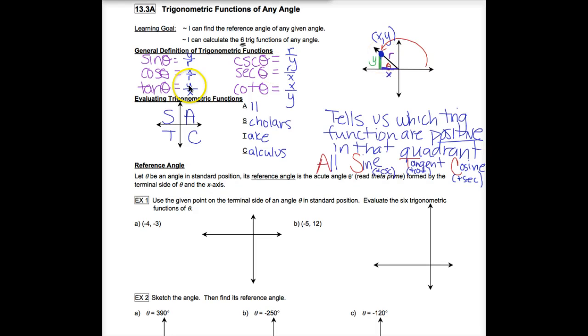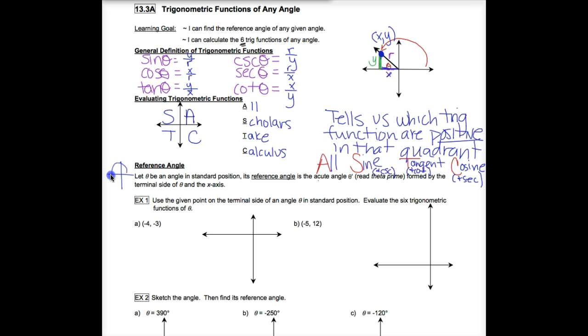All right, last thing we need to understand, and I briefly mentioned it before: if theta is an angle in standard position, its reference angle, and this is huge because everything we're going to do in the unit circle is based upon being able to find a reference angle. A reference angle is always an acute angle, and we'll call it theta prime, formed by the terminal side of theta and the x-axis. So, I'm just going to give you an example here.